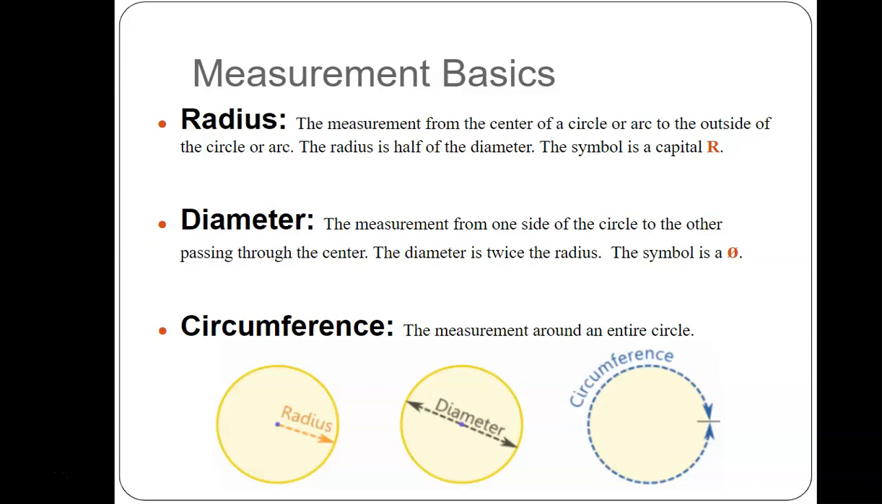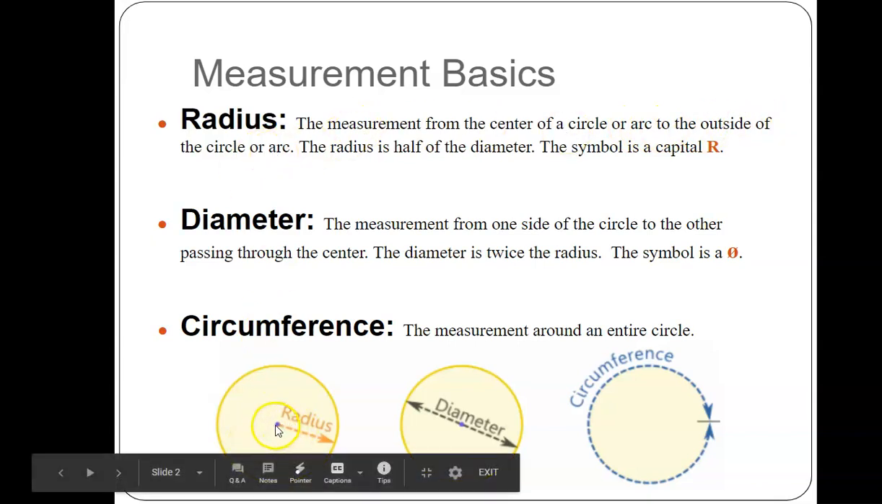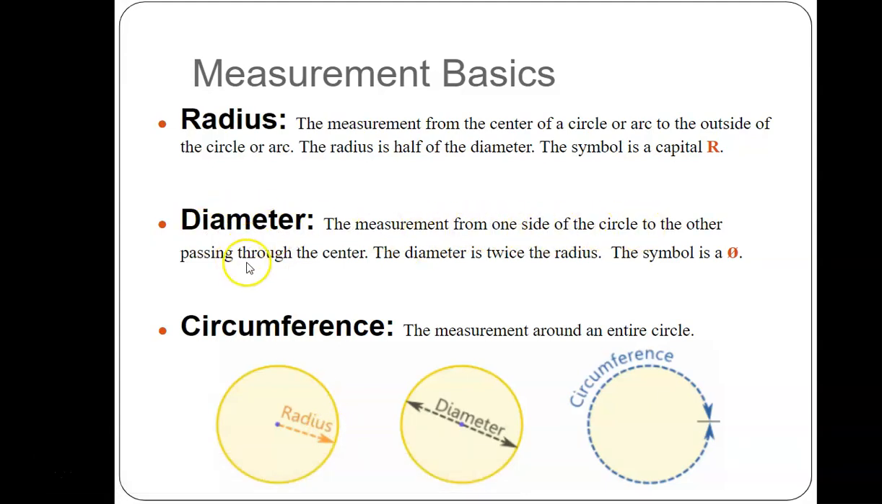And I'll just give you some simple definitions of radius. So radius is the measurement from the center of a circle or arc to the outside. If you see this picture, it's from the center to the outside. Diameter, however, is from one side of that circle passing through the center all the way to the other. So in other words, it is twice the radius. And you can see the typical symbols here. Radius is easy, there's just an R. And then for diameter, you see a circle with a line all the way through it.